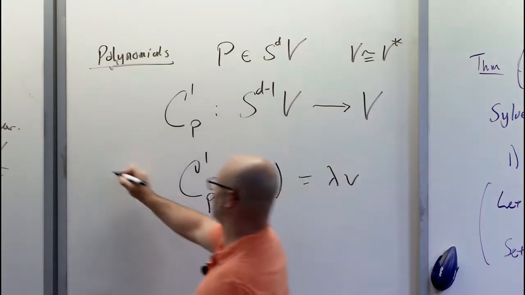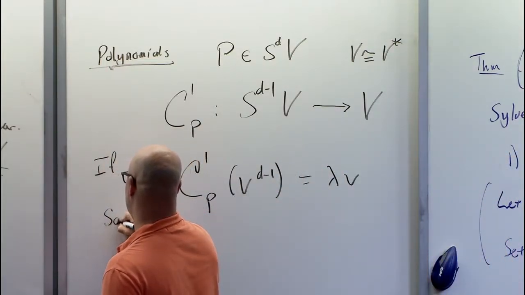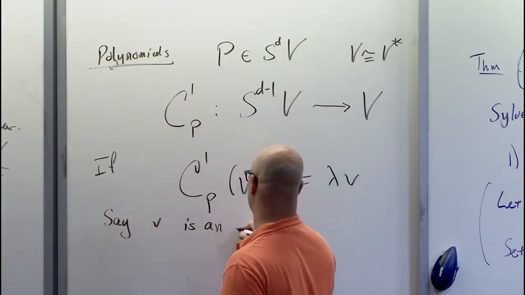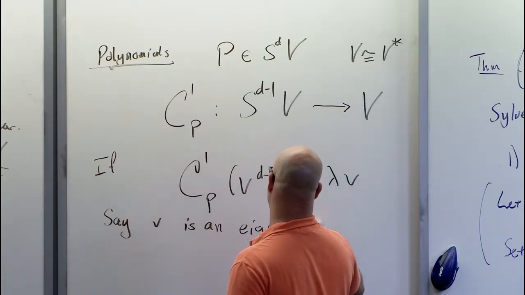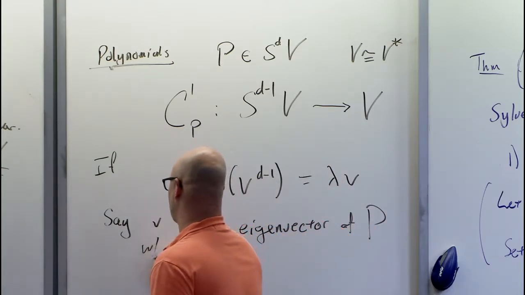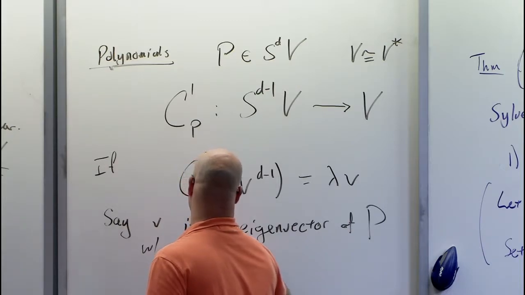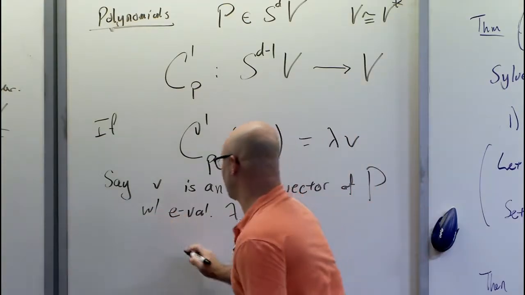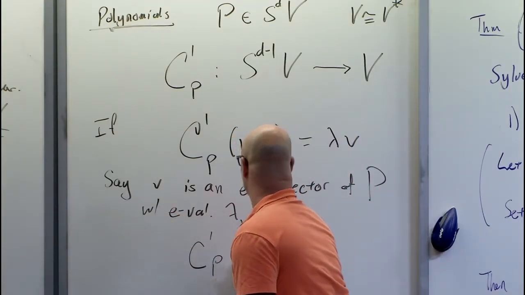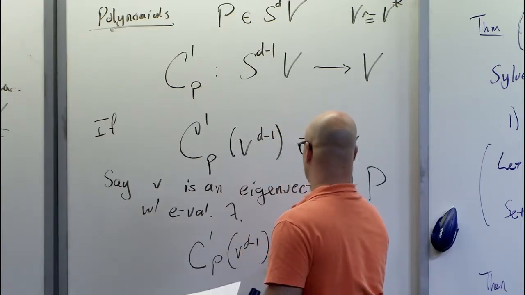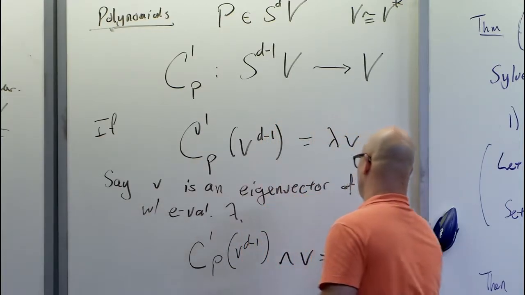If this happens, we say v is an eigenvector of p with eigenvalue lambda. But I could also ignore the eigenvalue and just write the contraction of p eating v d minus 1 times, wedging with v, and getting 0.